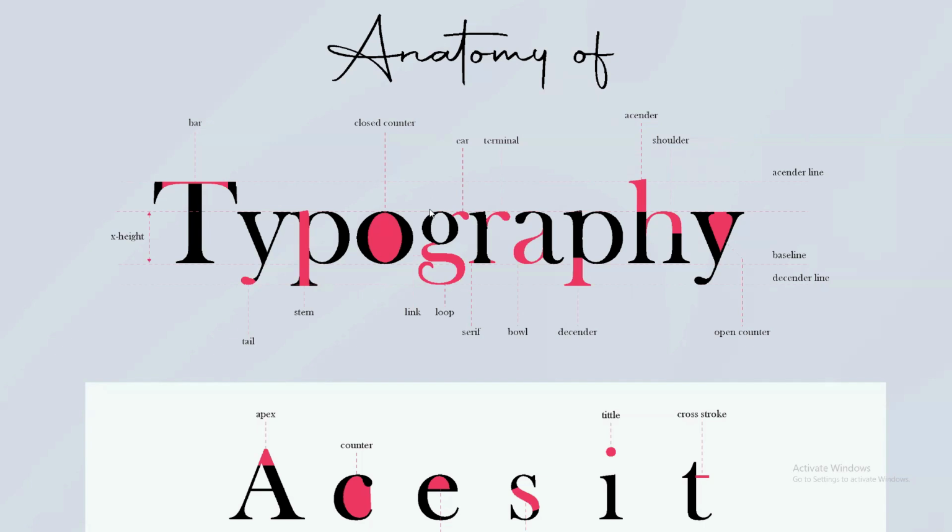Now, we have the ascender line here, where most of the capital letters and the letters that have an ascender rest on. It is called the ascender line. While the second line, we have the second line here. The same thing.